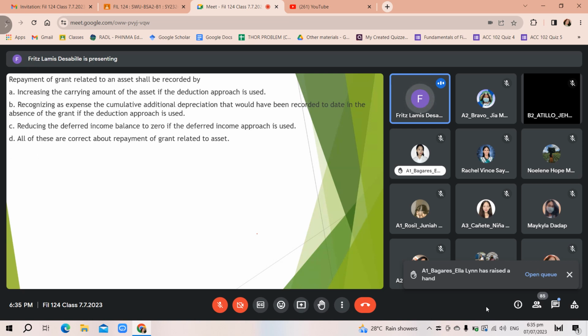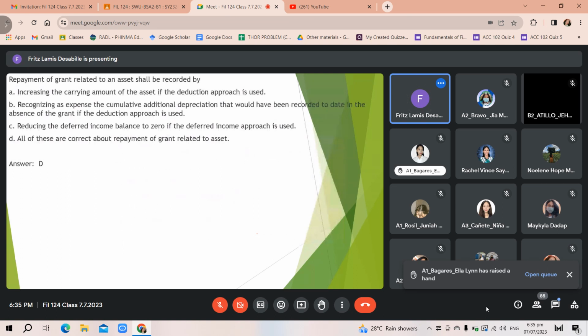Okay. Increasing the carrying amount of the asset if the deduction approach is used. Okay, actually that is correct. Okay, next. Recognizing as expense the cumulative additional depreciation that would have been recorded to date in the absence of the grant if the deduction approach is used. Letter B is also correct. Okay. Letter C, reducing the deferred income account balance to 0 if the deferred income approach is used. Actually, that is also correct. All of these are correct.